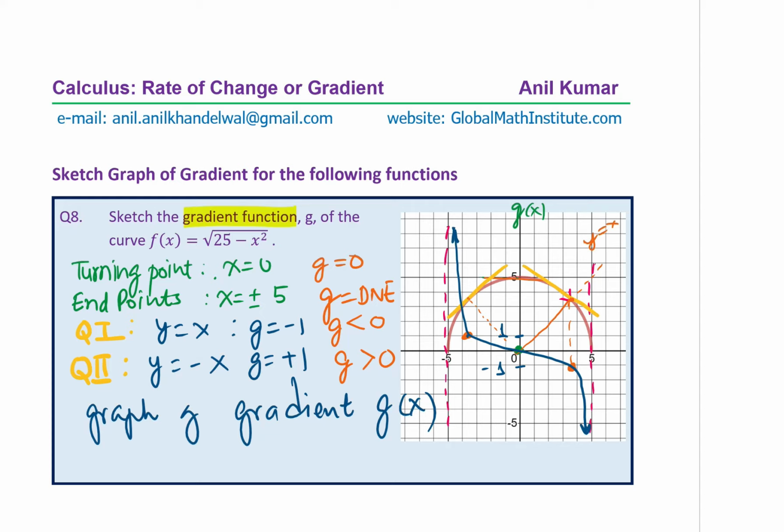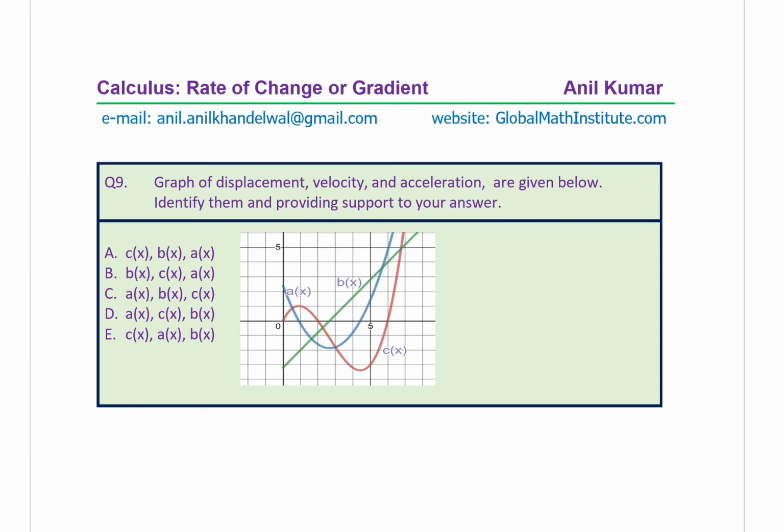Now, let's take up the next question, where we're trying to relate the graphs of displacement, velocity, and acceleration. So, question number 9: graphs of displacement, velocity, and acceleration are given below. Identify them and provide support to your answer. Identify which graph represents displacement, which graph represents velocity, and which graph represents acceleration. So we have three graphs, one in red, the other in blue, and a straight line in green. Take your time to answer this particular question.